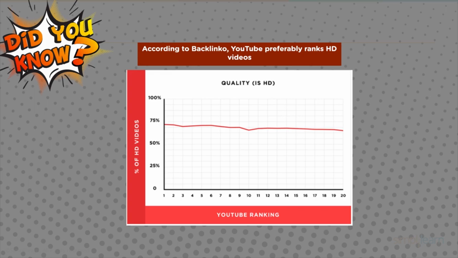In fact, according to Backlinko, YouTube preferably ranks HD videos. So you've got to have that 1080 pixel size. That way, your video is going to come across crisp and clear, and YouTube prefers that.